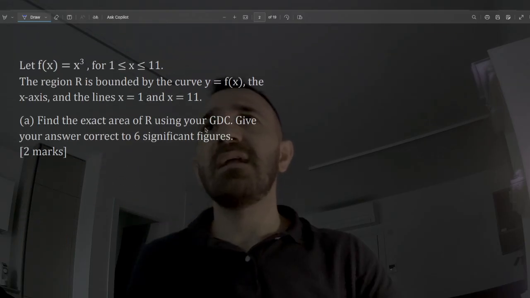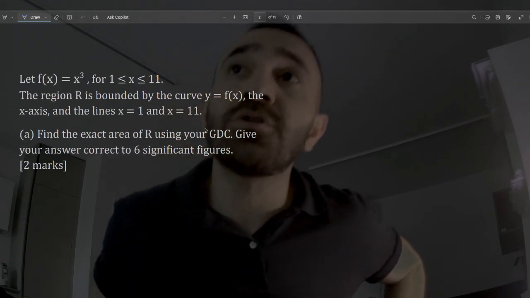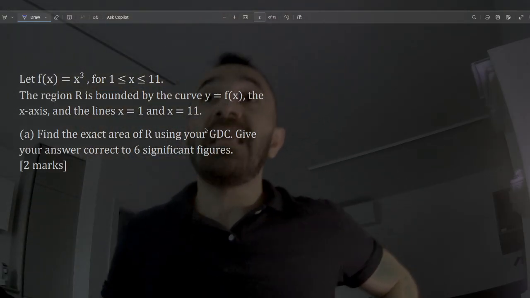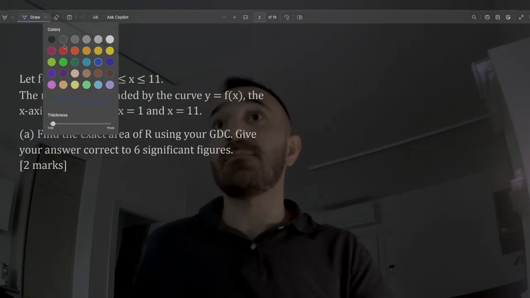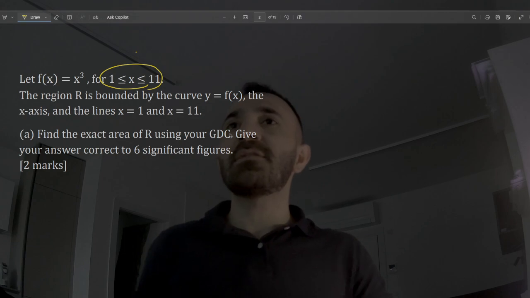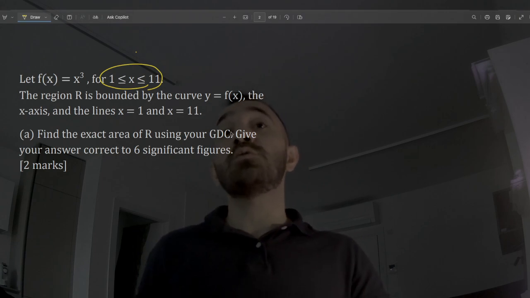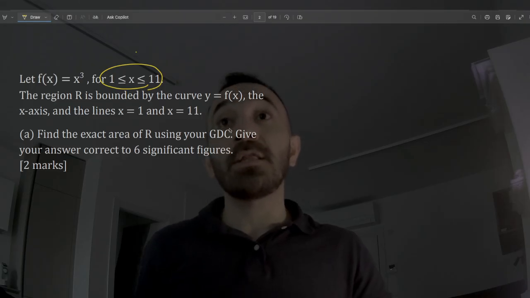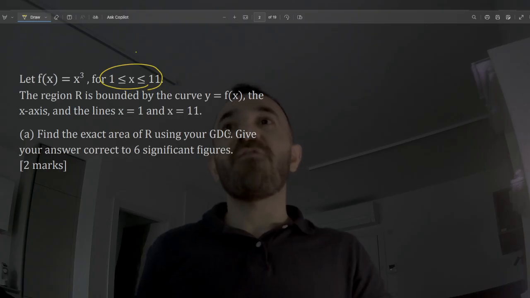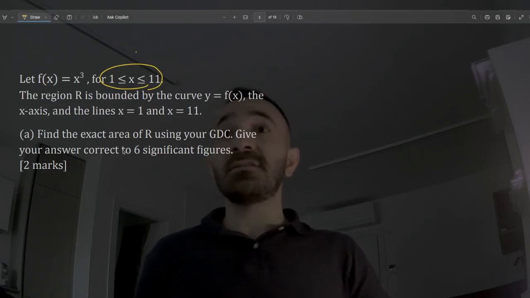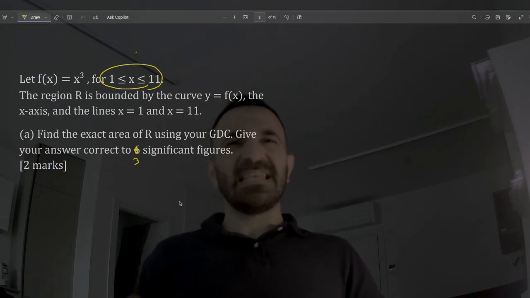So let's read the question. Let f(x) be x to the power of 3 for x between 1 and 11. So this is your domain in this question. Your domain is all the x values between 1 and 11. The region R is bounded by the curve y equals f(x), the x-axis, and the lines x equals 1 and x equals 11. Find the exact area of R using your GDC. Give your answer to 3 significant figures. Not 6, 3 is enough.